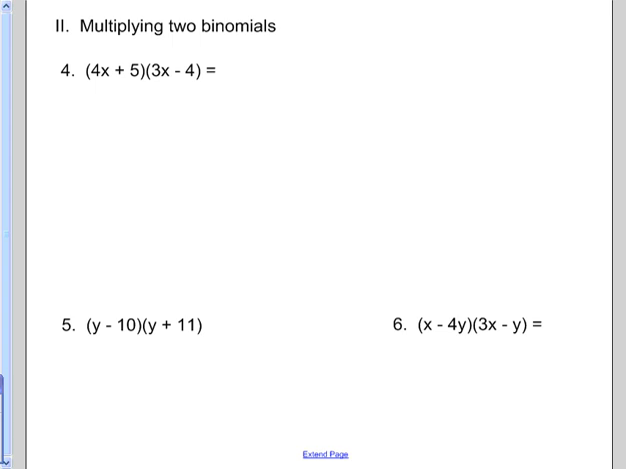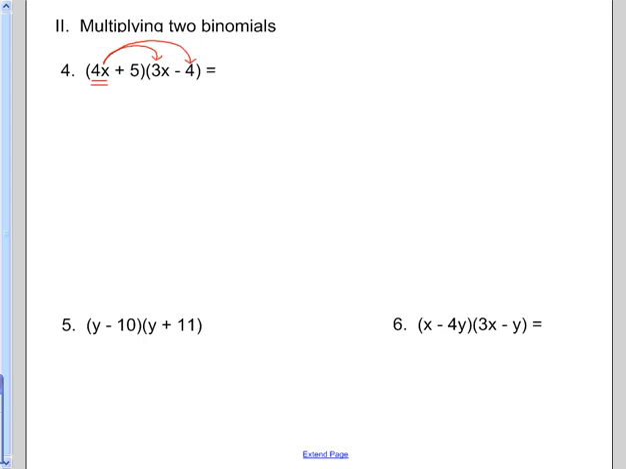Part 2 of Section 3.5 is on multiplying two binomials. Like I said at the end of the other video, you are still going to be using the distributive property here. It's just that now we have two terms that we have to distribute. If I look at 4x plus 5 times 3x minus 4, I want to take the 4x, the first term in my first binomial, and distribute that times each term in the second binomial.